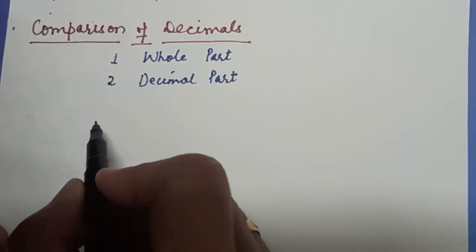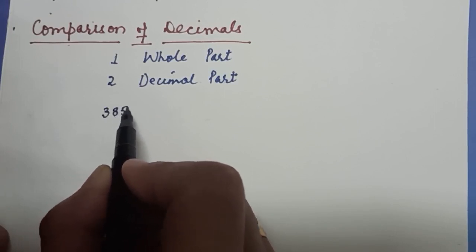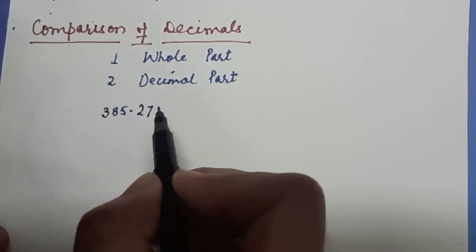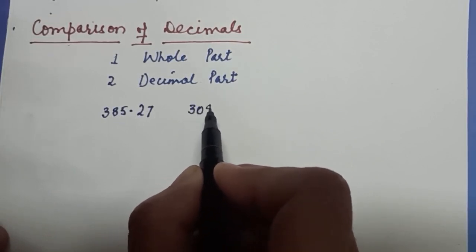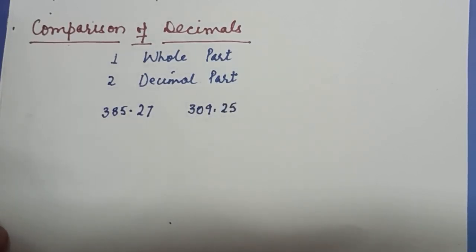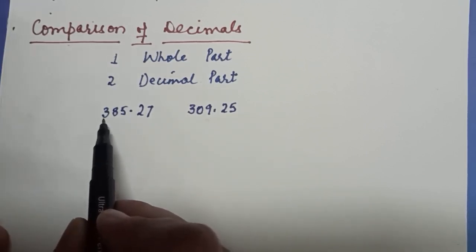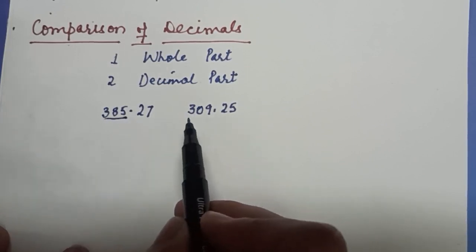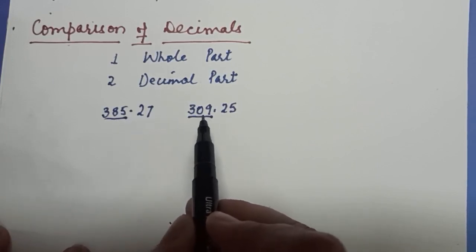Now if there is a number 385.27 and another number is 309.25. Now when I compare these numbers, first of all I will compare the whole part. The whole part in the first number is 385 and in the second number is 309. Now it is clear from here that 385 is greater than 309.